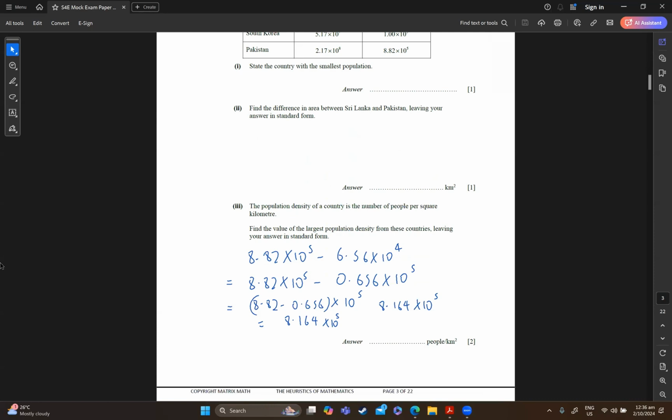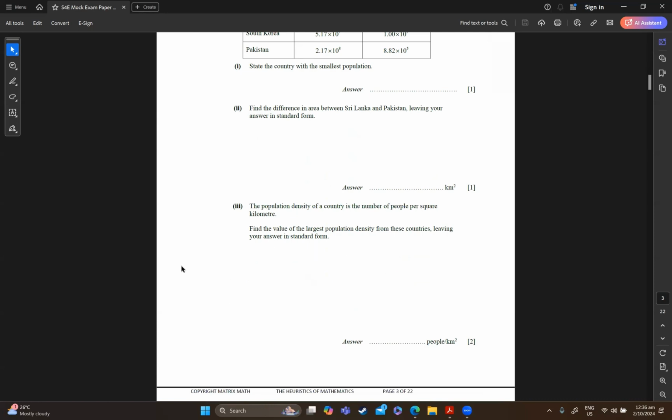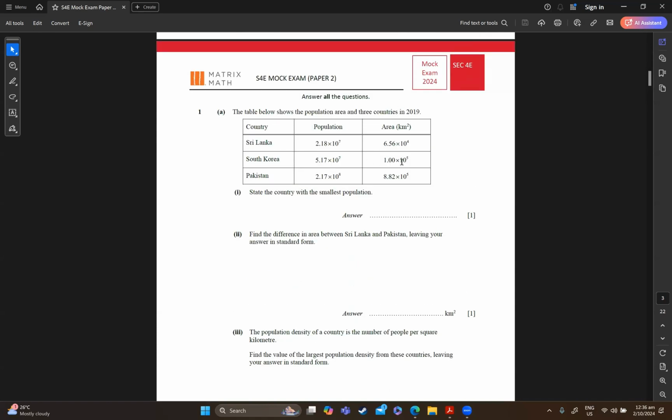Okay, part 3. So find the value of the largest population density from these countries, leaving answer in standard form. So what's population density? Just take the population divided by the area. If you observe that, most of this is 10 to the power 7. I mean, all these three numbers are 10 to the power 7. Now the area is a bit different. This is 10 to the power 4, 10 to the power 5, 10 to the power 5. So you might want to just do a little calculation in your head.